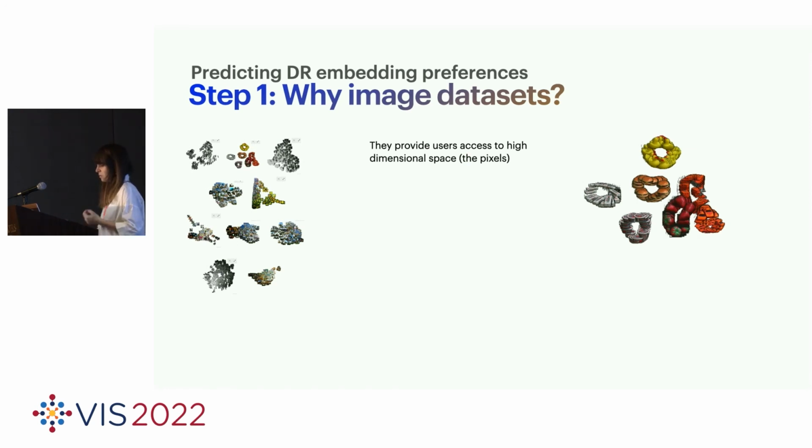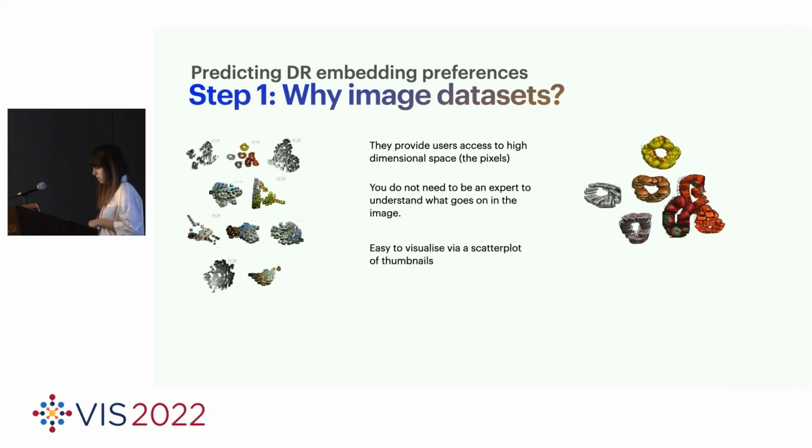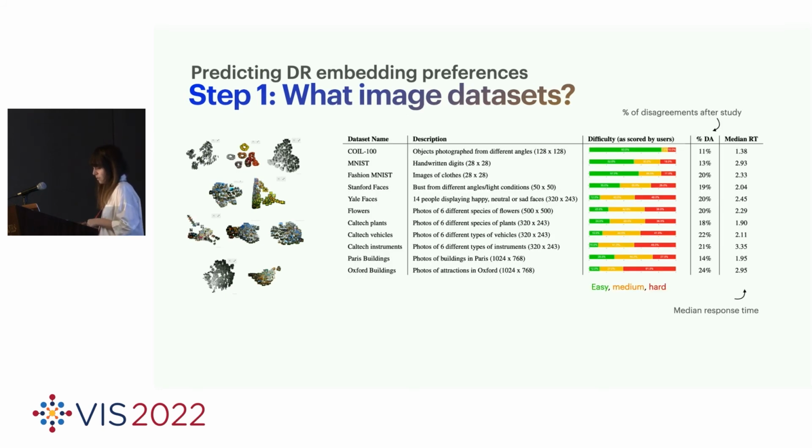So what did we choose? Image data sets. We wanted to provide users access to the high-dimensional space, so that's the image and the actual pixels. You don't need to be an expert when you want to understand what's going on in an image. And then you have access to the low-dimensional space via the scatter plot. So we had all kinds of image collections, like toy data sets used in literature, but also photos of buildings and things collected from Flickr and so on.